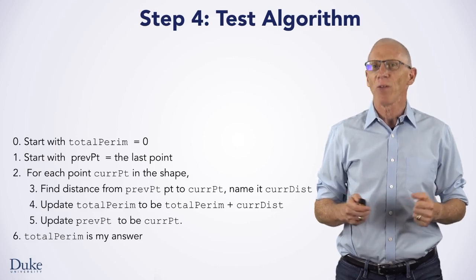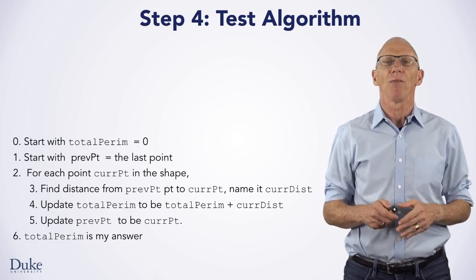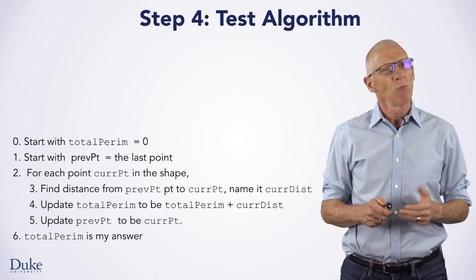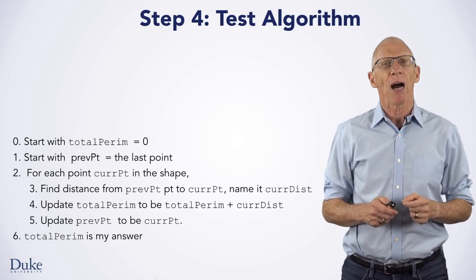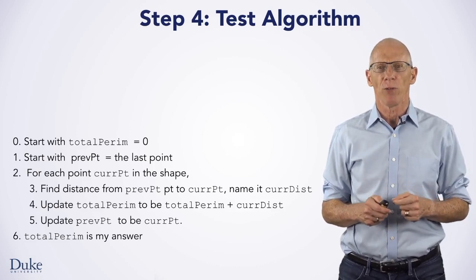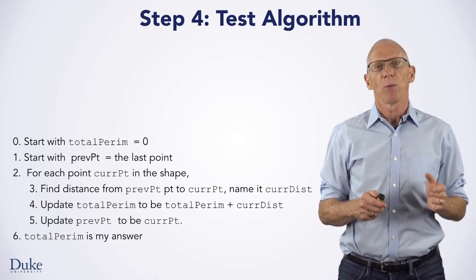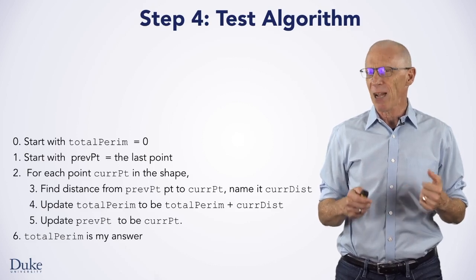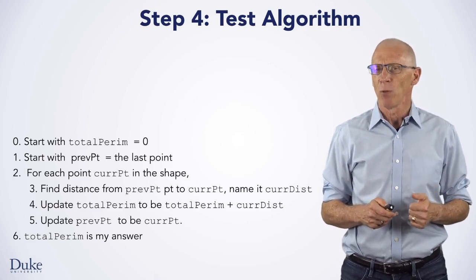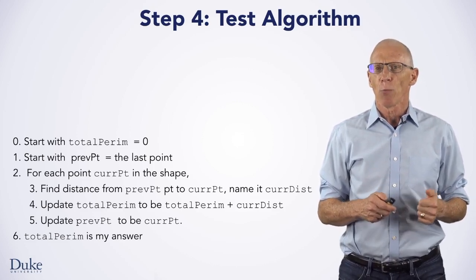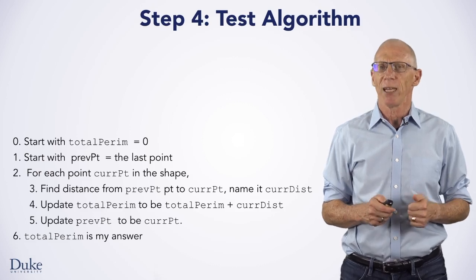Hi. We've developed an algorithm to find the perimeter of any shape. But are we ready to turn this algorithm into code? Well, we could, but we'd like to be confident that it's right before we do that. After all, there were a lot we had to do to generalize our steps, and it's entirely possible that we made a mistake. Or perhaps we just didn't think through all the special cases. So before we turn this into code, we should test it out.